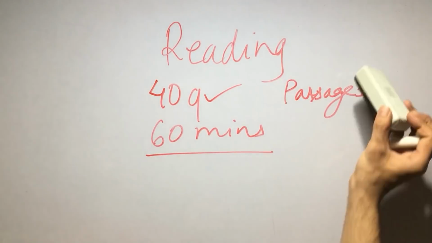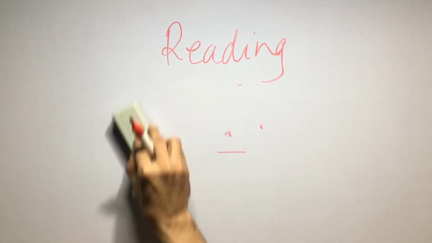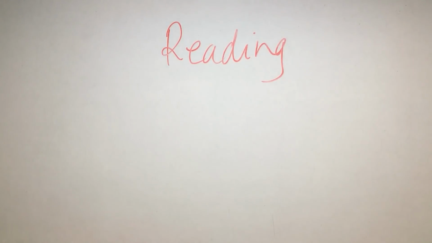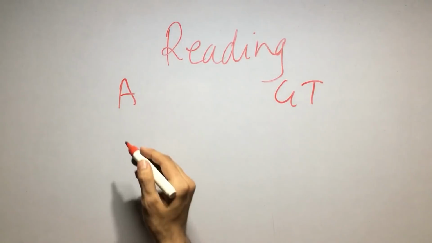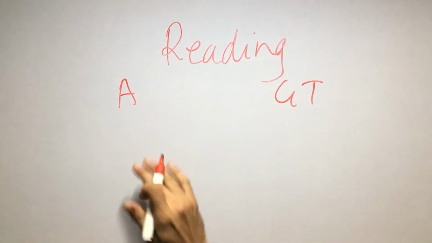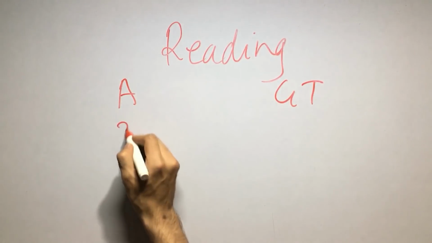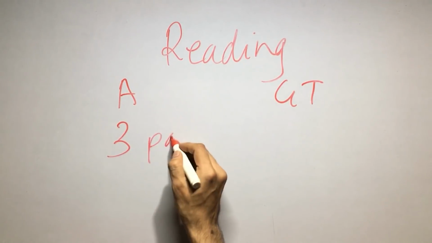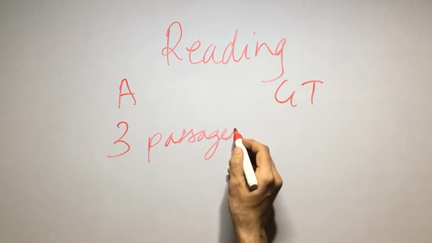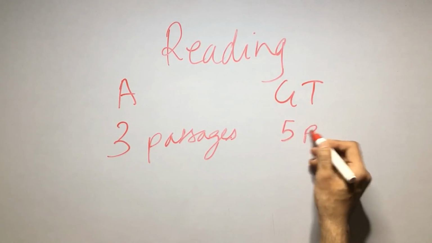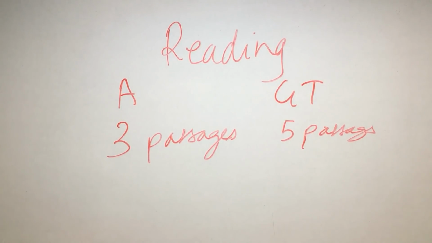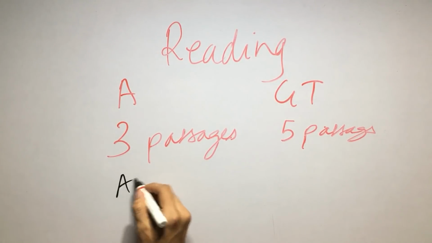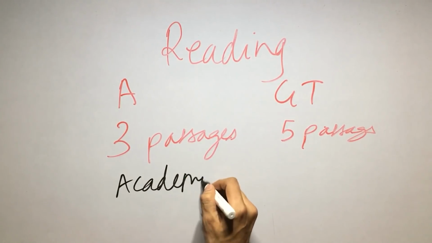Now there's a change here in the case of academic and general training. Let me just write here, for academic and general training. In academic, the total number of passages is 3. So 3 passages will be there from which questions will be asked. Here there will be 5 passages. The second difference is that these passages will be from an academic context.